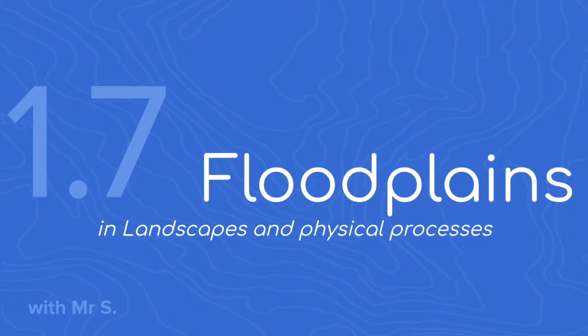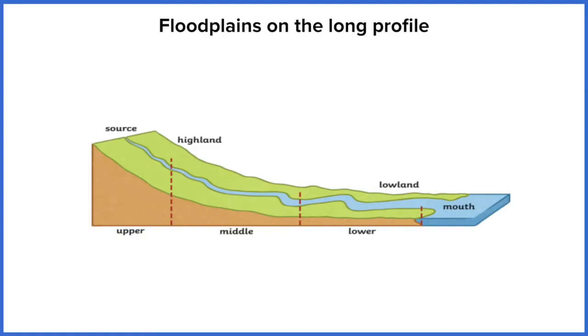Floodplains are wide, flat expanses of land on either side of a river. So like all the river landforms we've been doing in these lessons, let's place it on the long profile. Floodplains, as we've said, are wide and flat. There's only one location in our river profile where we're going to get flat land, and it's going to be at the lower. The upper and even the middle is going to be too constrained by hills and mountains to provide flat land.